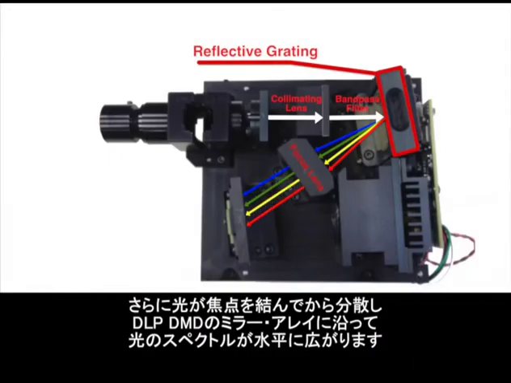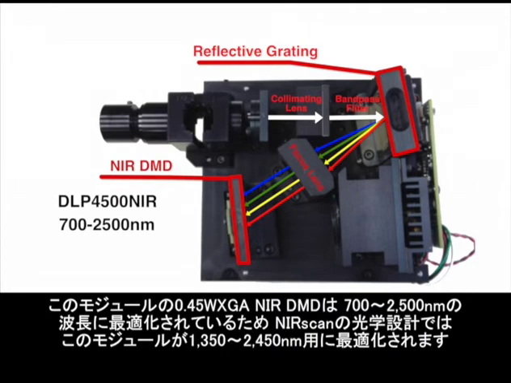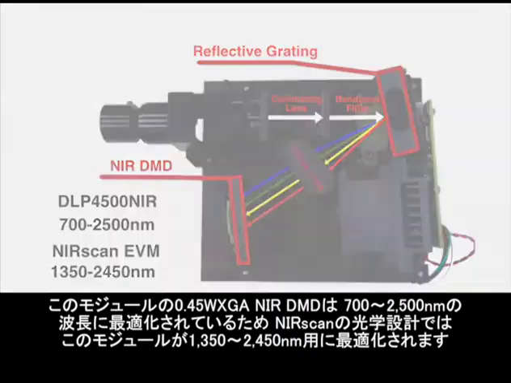If curved gratings are used, the focus lens after the grating can be eliminated, which may offer advantages for system robustness and/or cost. The light is then focused and dispersed as a spectrum of light spread horizontally across the mirror array of the DLP digital micromirror device. The 0.45 WXGA NIR DMD in the EVM is optimized for wavelengths of 700 to 2500 nanometers, and the NIRscan optics design optimized the EVM for 1350 to 2450 nanometers.